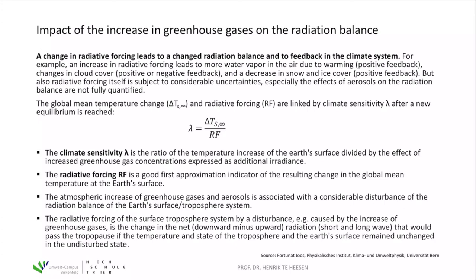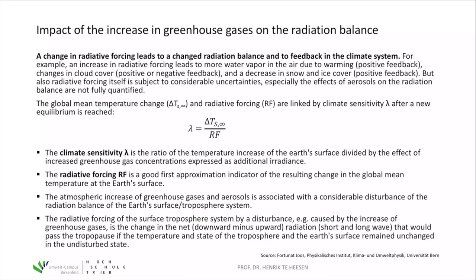So what we need to understand, and what we need to be able to derive by using atmospheric physics, is to understand how these changes of concentrations influence the radiative forcing and what the feedback of the climate system is. And of course, this radiative forcing of the surface-troposphere system by a disturbance like, for example, the increase of the greenhouse gases gives us a change in the net radiation that would pass the troposphere if the temperature and the state of the troposphere and the Earth's surface remain unchanged in an undisturbed state.